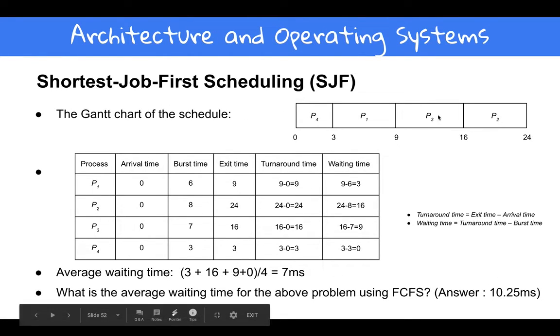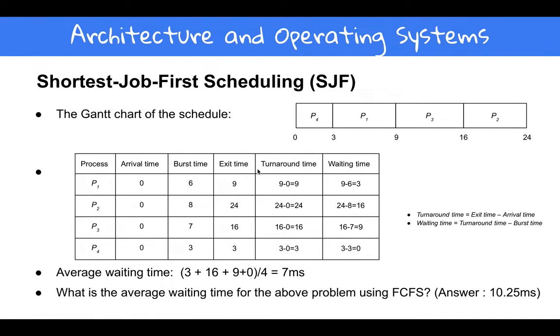So we've got this. I'll explain to you how to get that. Arrival time, burst time, and exit time. 9 is for the first one, as you see. The exit time for the first. Second one is 24. 24 is second. P3 is 16. 16 is here. Ending time is there. P4 is here. The exit time is 3.